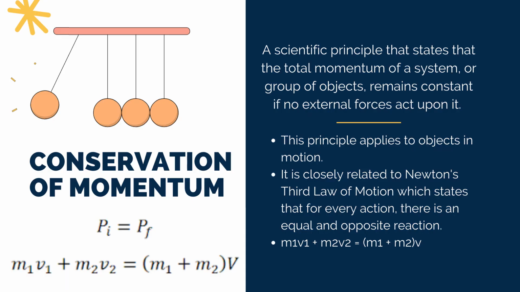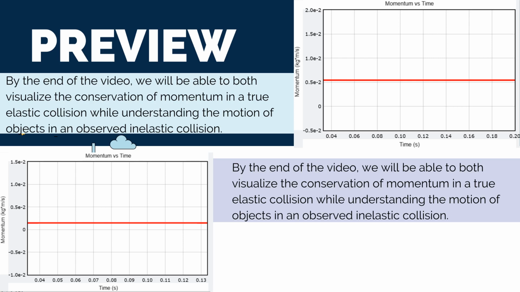The key concept that we'll be examining in this experiment is the conservation of momentum, which states that the total momentum of a system or group of objects remains constant if no external forces act upon it, and can be represented by the several equations and formulas you see below. By the end of the video, we'll be able to both visualize the conservation of momentum in a true elastic collision while understanding the motion of an object in an observed inelastic collision.